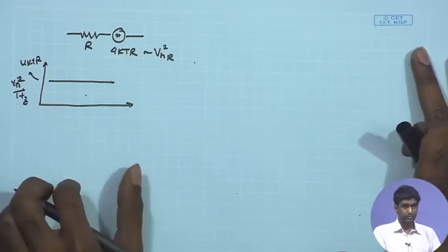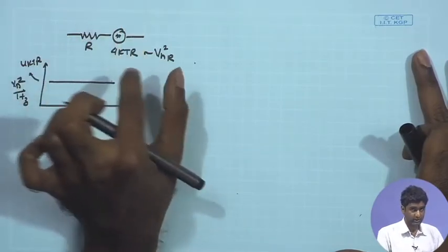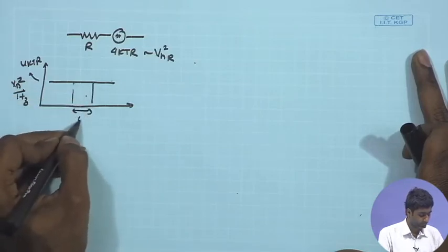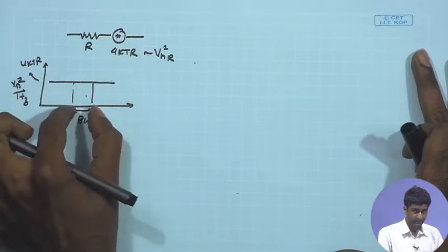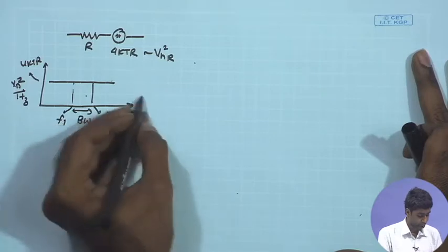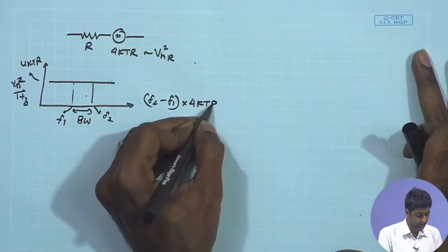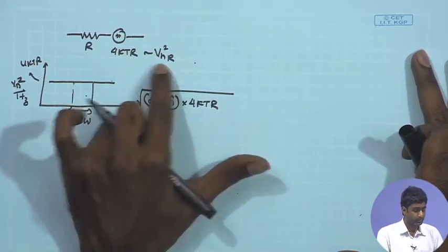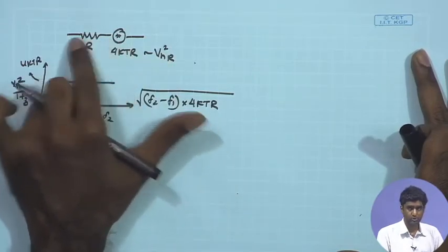So, if you want to get the equivalent noise voltage contributed by the resistor in a certain frequency domain, I just need to multiply this with that bandwidth. You can call this the bandwidth. So, 4kTR multiplied by this bandwidth, say F2 minus F1, and the square root of that will give me the overall root mean square or RMS value of the noise voltage contributed by this R.